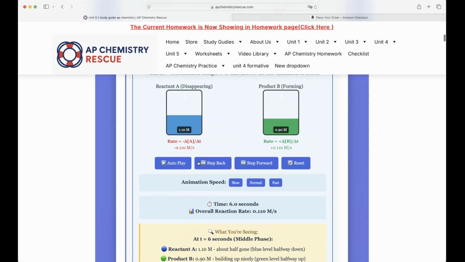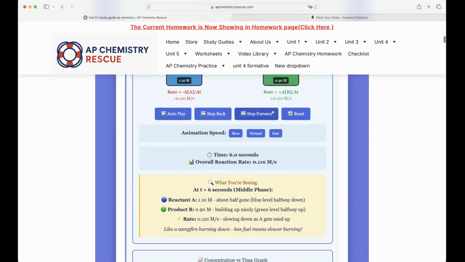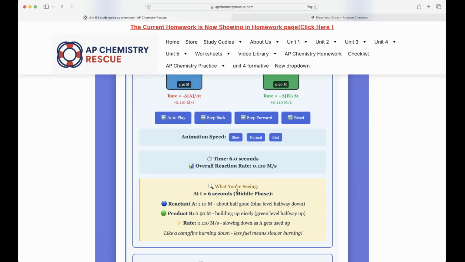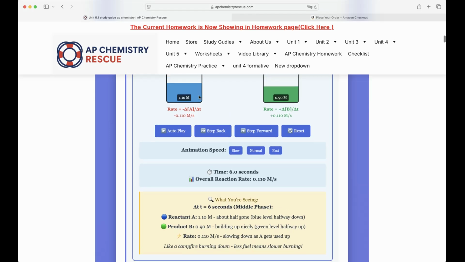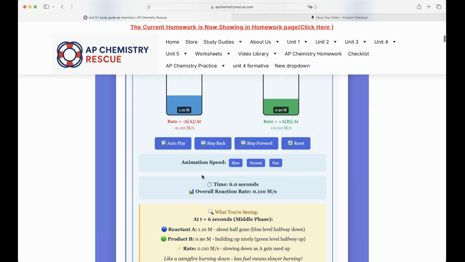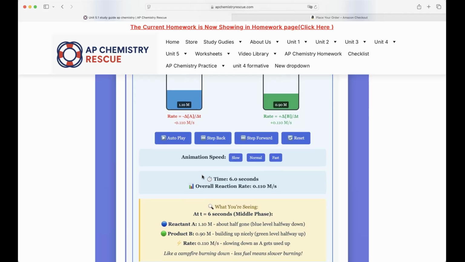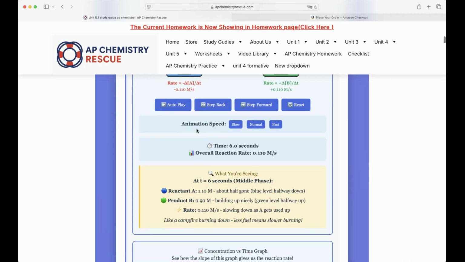Now I have very little of the reactant left. It's disappearing and product is forming. This is like a campfire burning down. There is less fuel, meaning lower burning. Because the reactant will be less, the possibility of the reaction happening becomes less. There are fewer particles to collide with each other and make the reaction. About half the blue is gone and half the green is formed. So the rate now is 0.110. It's slowing down because A is getting used up.